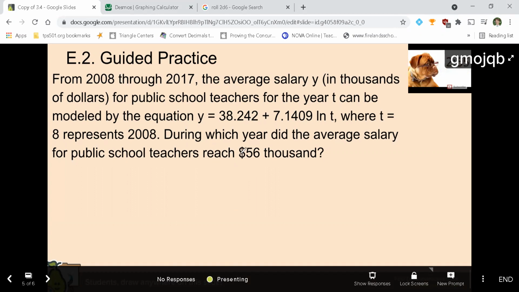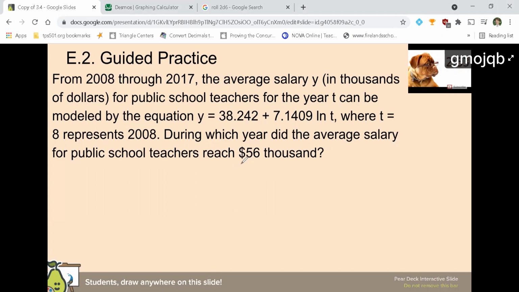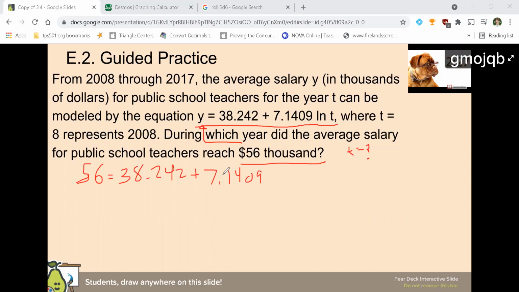This one, you probably don't need to do the full guess method. Here's your given. Unknown is t. Equation's right there. Plug in your given for y and solve this for t. So again, your goal is to get the natural log by itself and then rewrite it as an exponential equation.